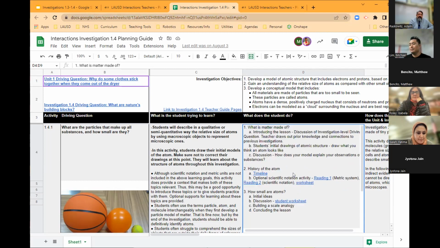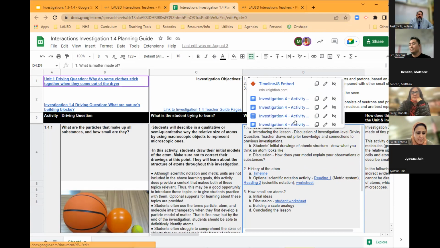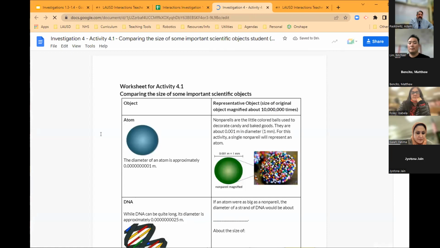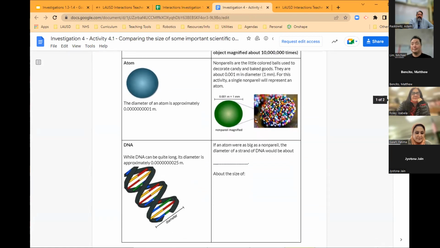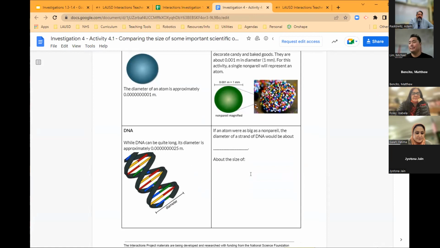So then we have this activity of how small are atoms, and we compare the size of atoms to a bunch of other things. Like if an atom were this big, then the diameter of an atom is some tiny amount. And then we say, if an atom was, I believe it's nonpareil, I don't know if I'm pronouncing it right, the little sprinkles on cookies or cupcakes. If an atom was the size of one of those sprinkles, then DNA would be about the size of what? And they're doing a little bit of math.